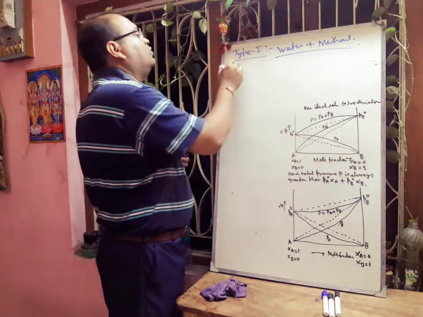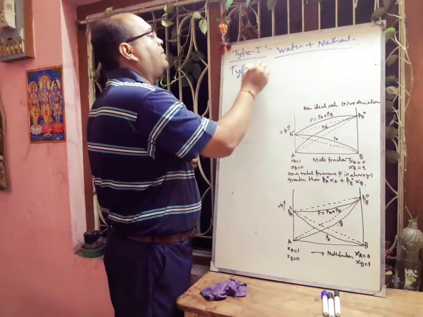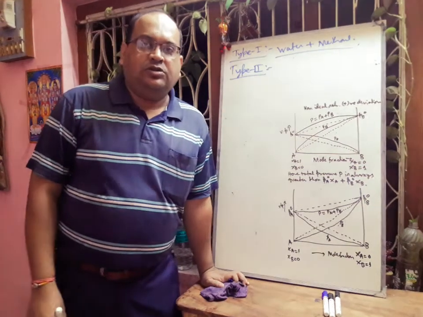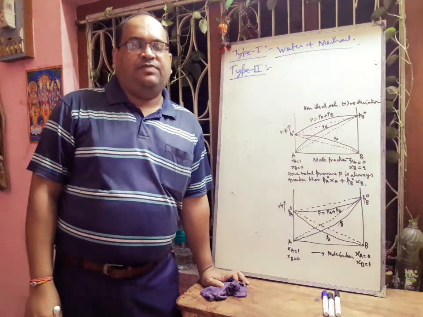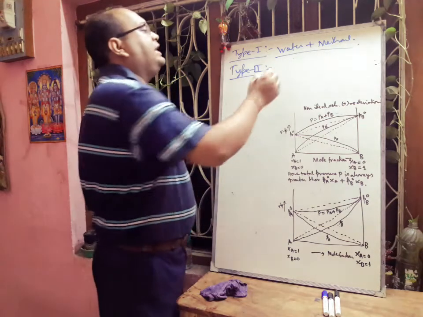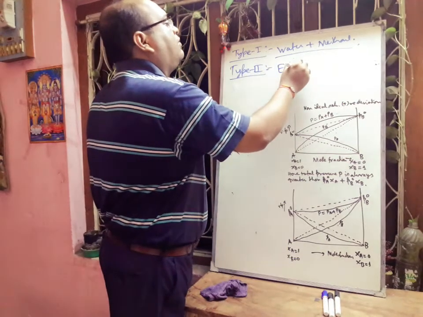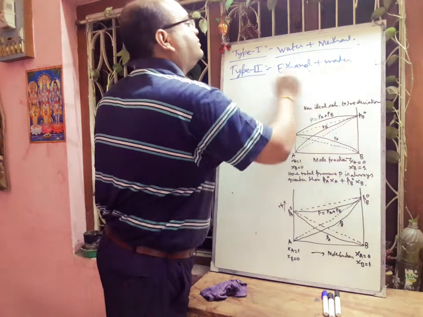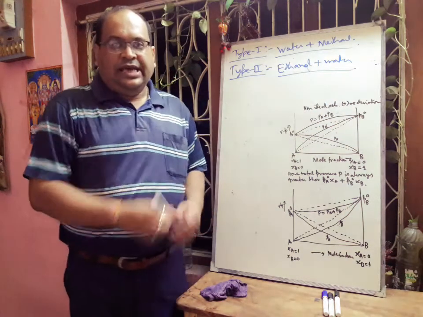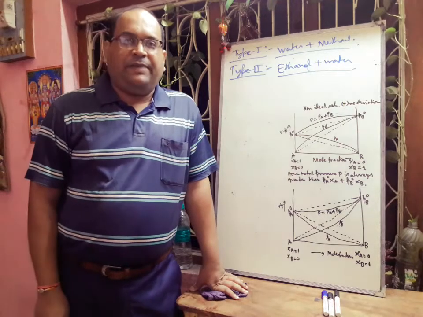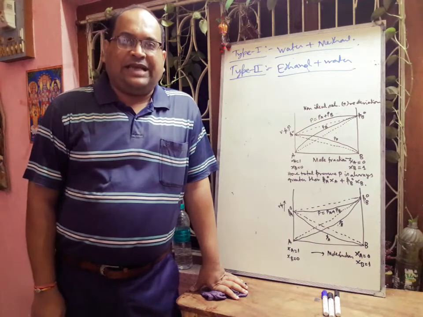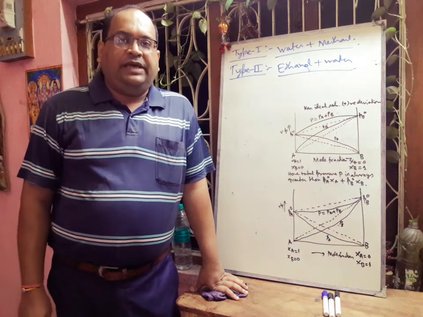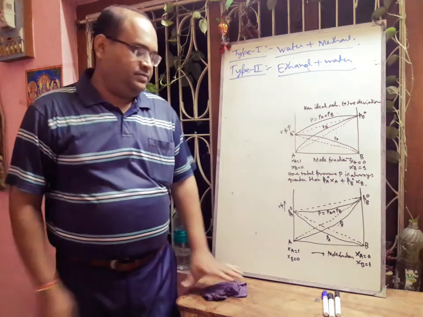And next, type 2. In case of type 2 solution, those show larger positive deviations from the ideal behavior. Here we can take the mixture of ethanol and water. Ethyl alcohol and water. In such cases, the total vapor pressure rises to a maximum which is above the vapor pressure curve of each of the pure components.